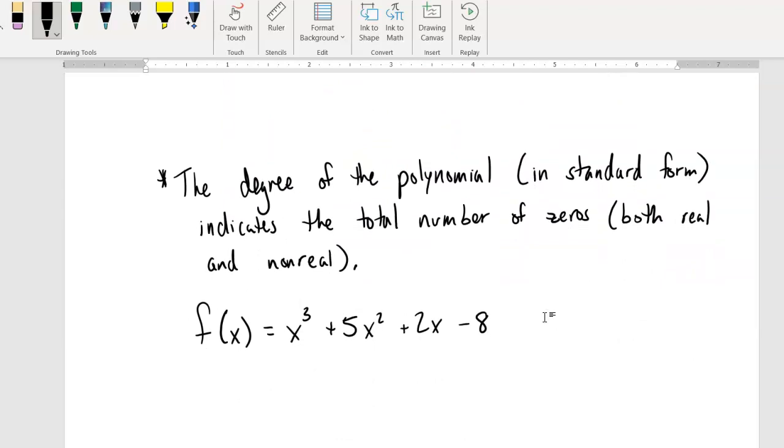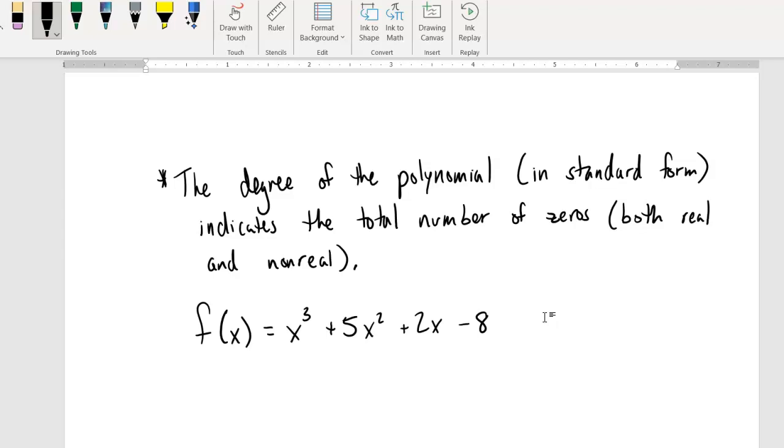So again, I want you to write this down because the degree of a polynomial is significant. We've talked about that before. Not only can we use the leading term and its degree to figure out the end behavior, but the degree of a polynomial, when it's written in standard form, matters. Again, if it's in factored form, we need to figure out what the degree would be if it was in standard form. The degree of the polynomial in standard form indicates the total number of zeros, both real and non-real.